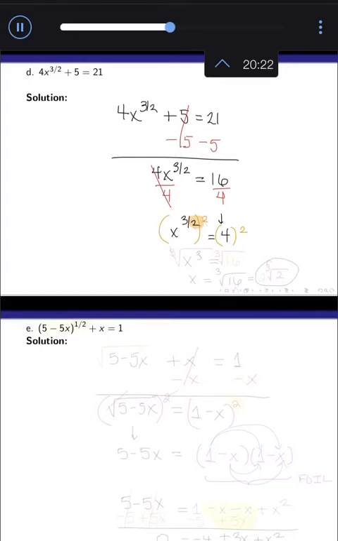So what this will do is the squaring will get rid of that square root, which will leave us with x cubed on the left-hand side. On the right-hand side, we had to square that as well, so 4 squared is 16. Now, I've got x cubed. How do I get rid of the cubed?